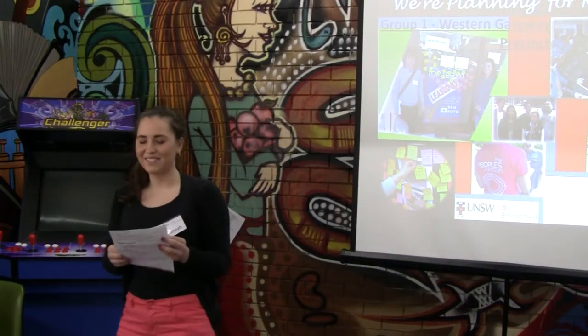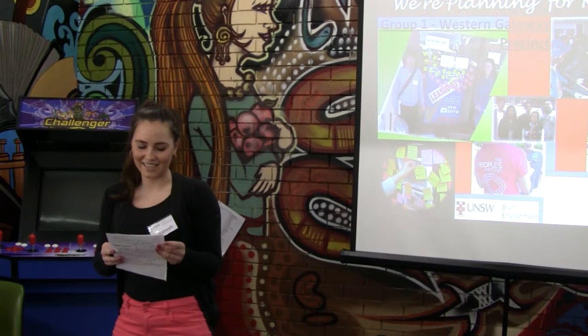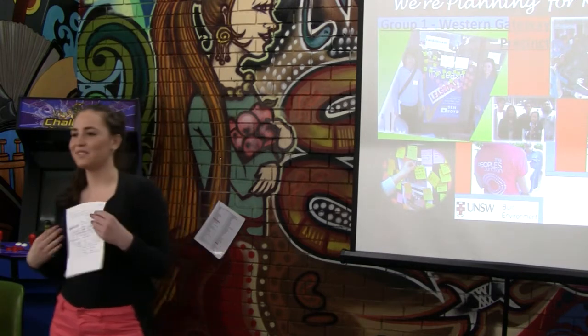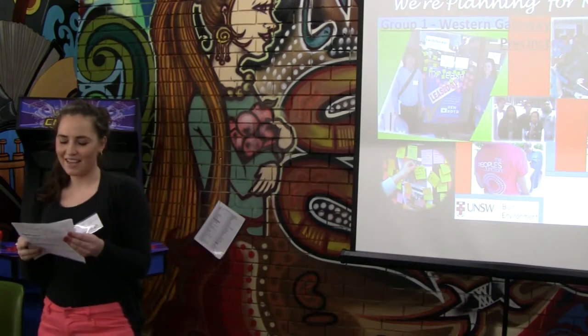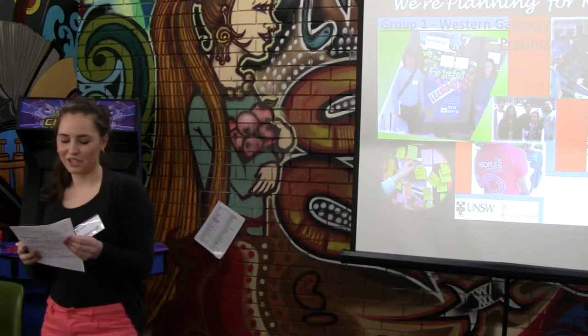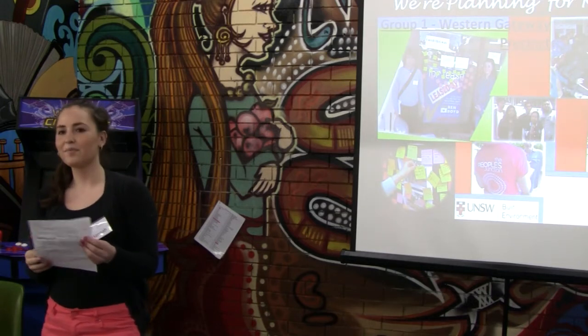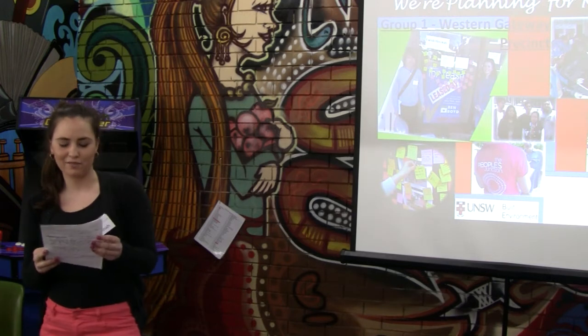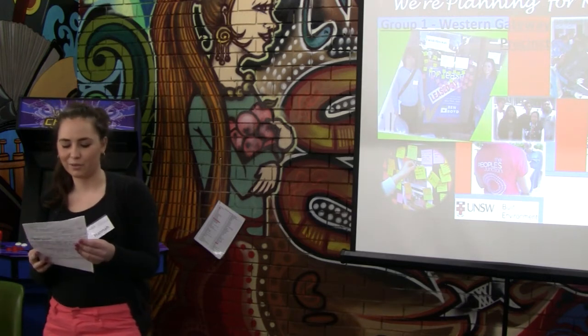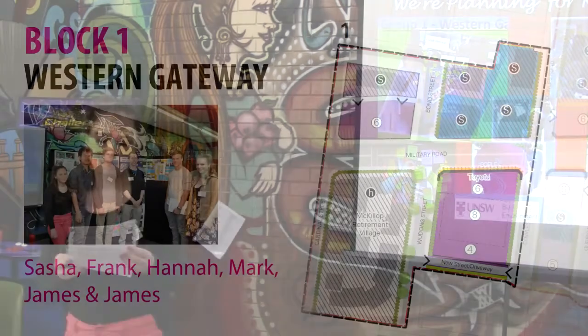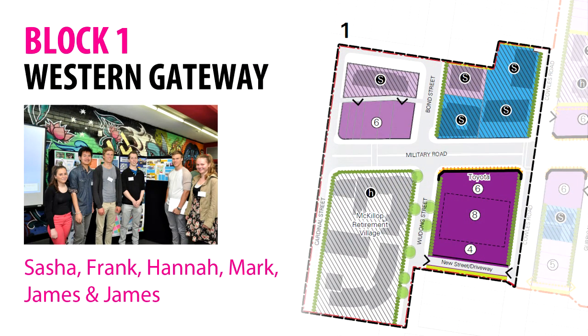Good morning everyone, it's very pleasing to see you all made it here today. My name is Hannah and the other members of my group are in the audience today, and they consist of James, Jamie, Frank and Sasha. And today we're here on behalf of the University of New South Wales Planning Undergraduate Program to discuss our plans for the Spit Junction Masterplan, in particular our site, the Western Gateway Precinct.